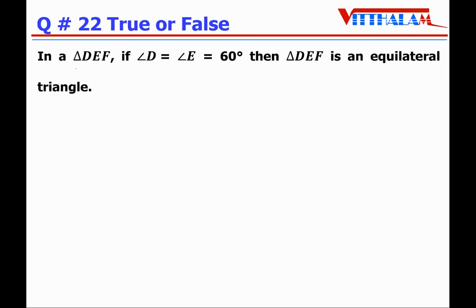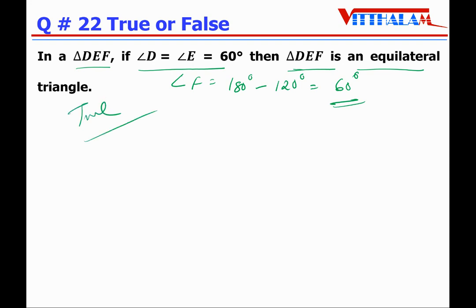In a triangle DEF, angle D and angle E are 60 degree, and then triangle DEF is an equilateral triangle. So let's check the third angle F. If two angles are 60 degree, the third will be 180 minus the sum of these two, that is 120. Therefore, it is also 60. So all are 60, which means it's equilateral. So true. Next.